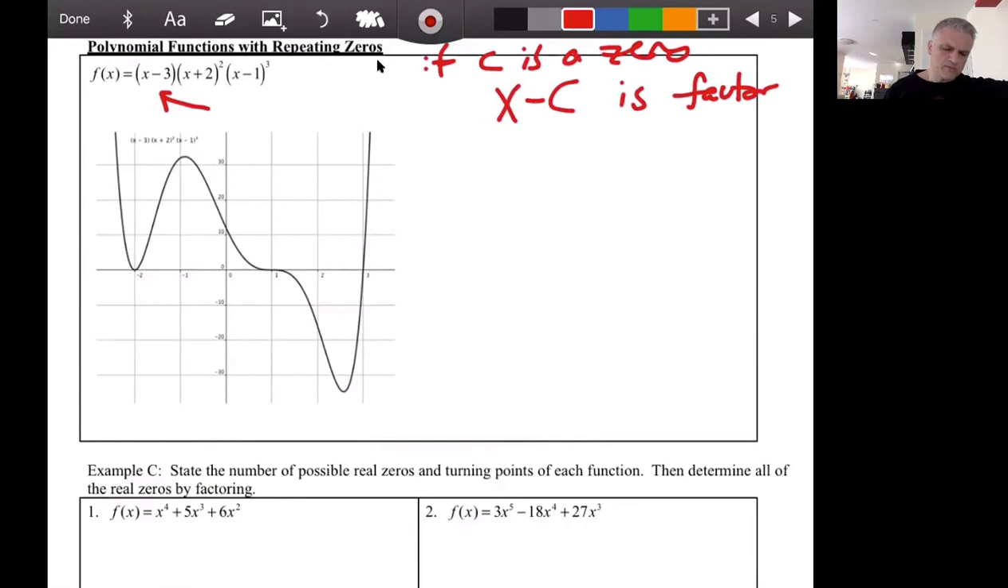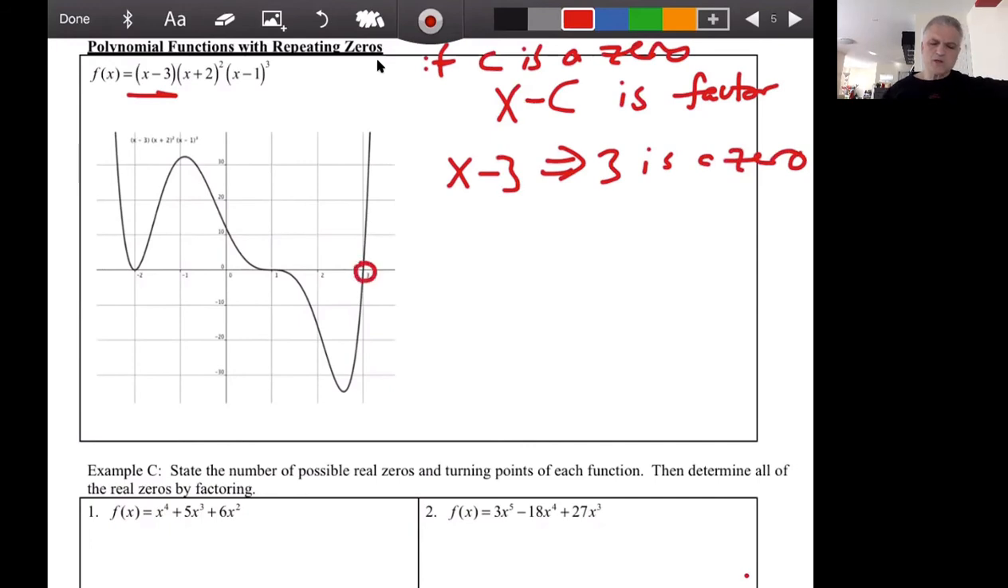Okay, so the x minus 3, what does that tell me? This guy right here tells me that 3 is a 0. And look at the graph. There's 3, and it is a 0. Look at this x plus 2 squared.